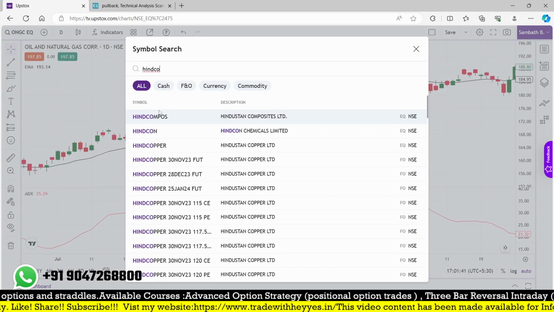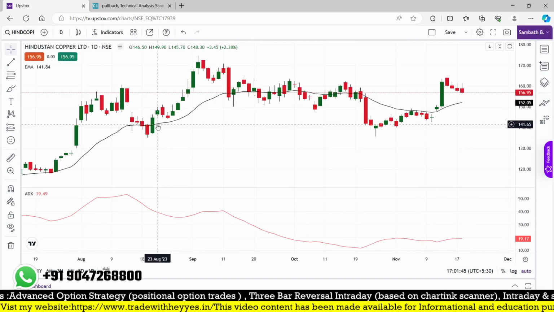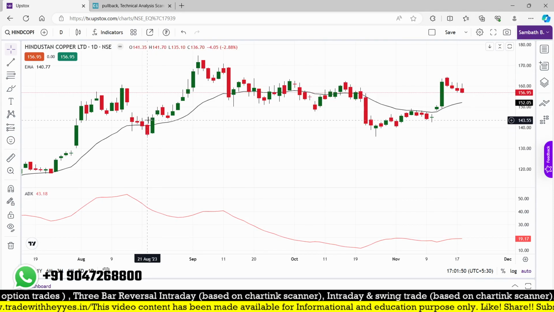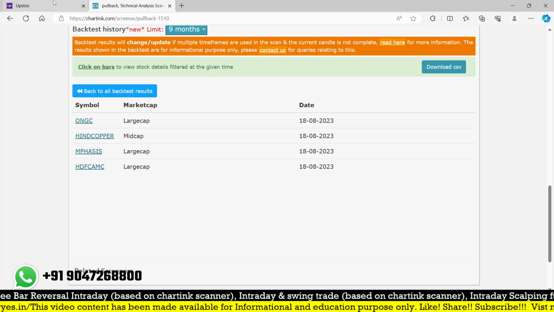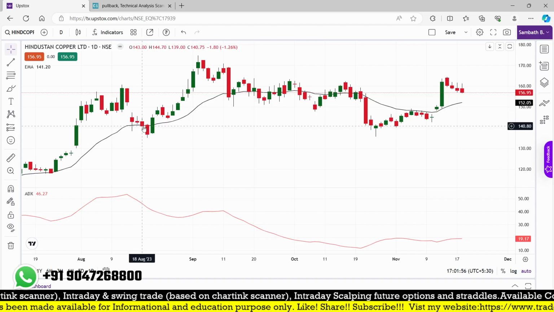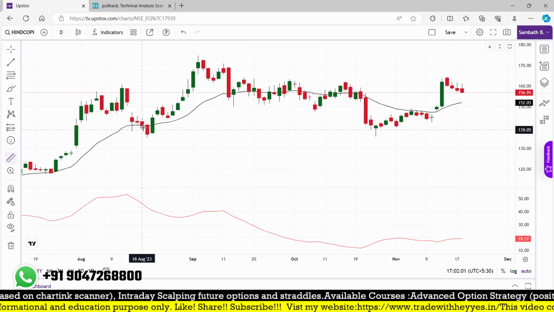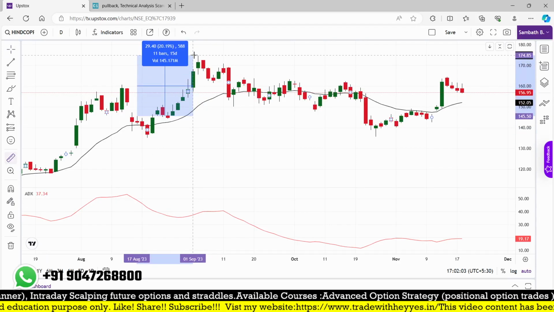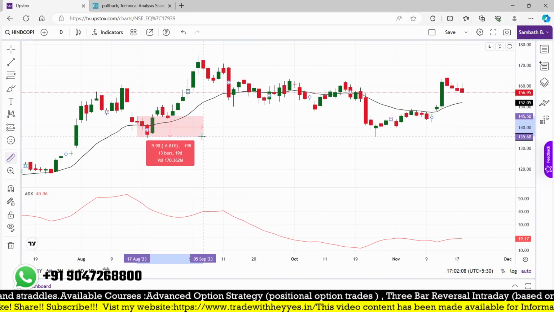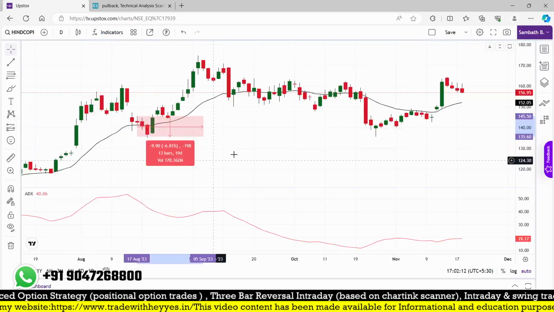I hope you understood what we are looking for here in the scanner, and that will help you to find such opportunities. 23rd August, here is the 22nd and 23rd. This happened on 18/8, not the 23rd, 18th. So here is the day, 18th August, and that high is broken, giving you such a good movement from the top, almost 20%, with the stop loss maybe below 6%. So that is also working on copper, MPRs and HDFC AMC.